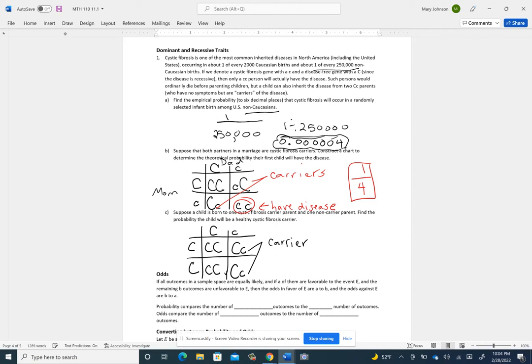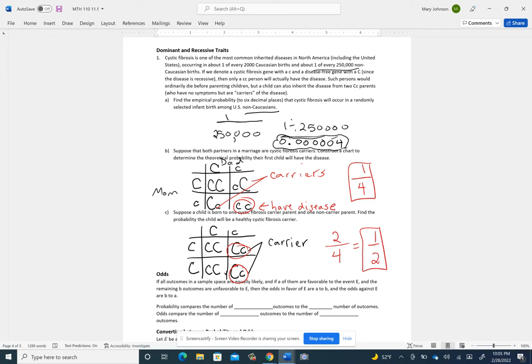And the question was, suppose a child is born to these folks, find the probability the child will be a healthy cystic fibrosis carrier. So that would be these 2 possibilities right here. So that's 2 possibilities out of the 4 possibilities, which means 1/2 would be that theoretical probability that the child will be a cystic fibrosis carrier. Okay.